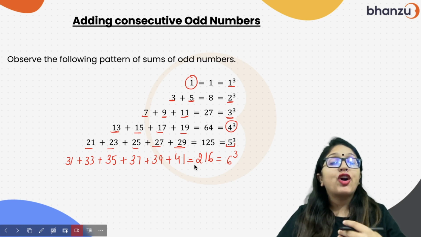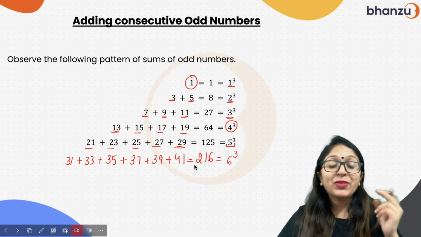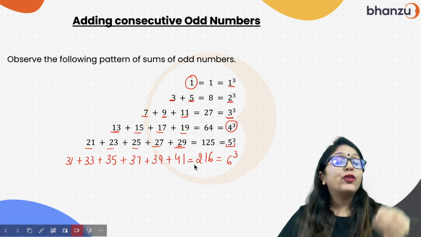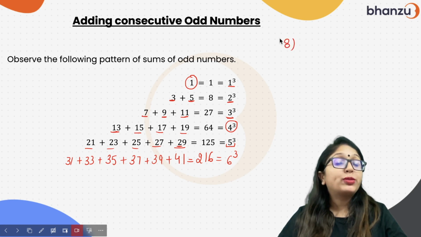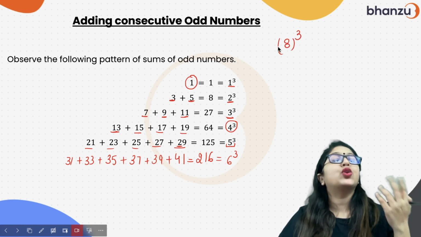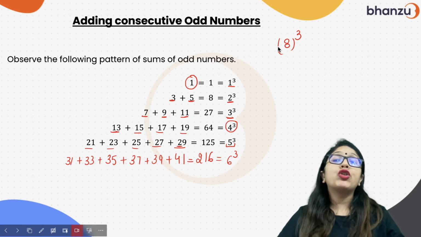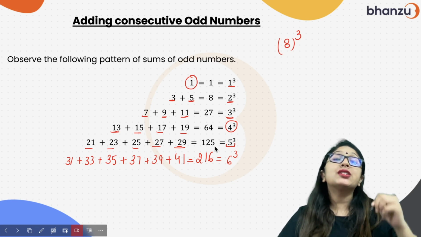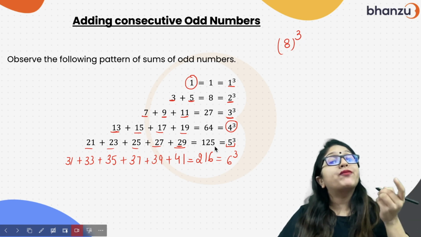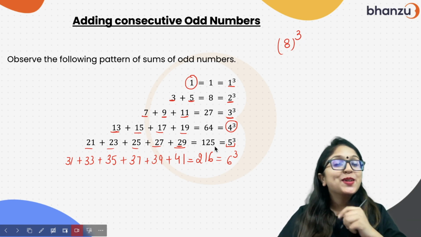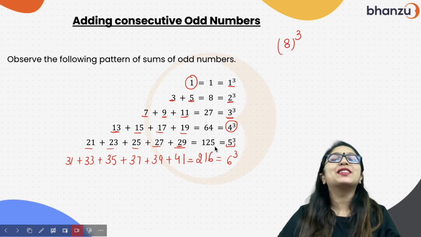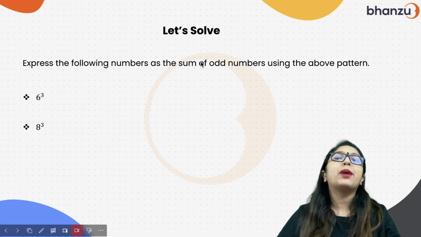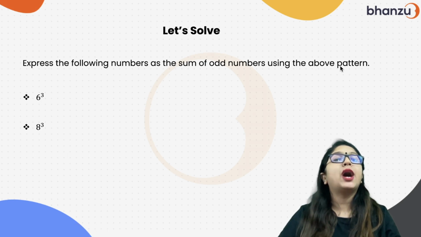What is the pattern of consecutive odd numbers over here? Now, what if I suddenly ask you, if you want to get the cube of 8, which 8 odd numbers are you going to add? You do not have any place to see this pattern, so you just directly have to tell me which number you are going to start with. Don't worry, I'm going to answer this question also. Then it says express the following numbers as the sum of odd numbers using the above pattern.